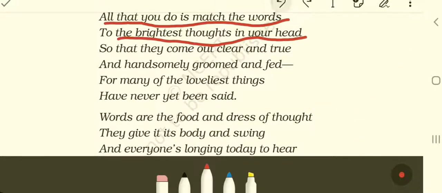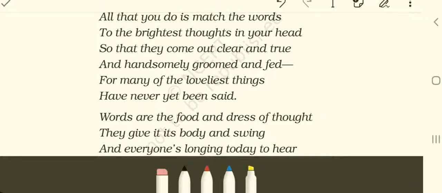What you got to develop, right? So as we move ahead, what do we have? So that they come out clear and true. Why should you do this? So that you are able to express yourself in a clear, lucid manner, and handsomely groomed and fed, for many of the loveliest things have never been yet said.